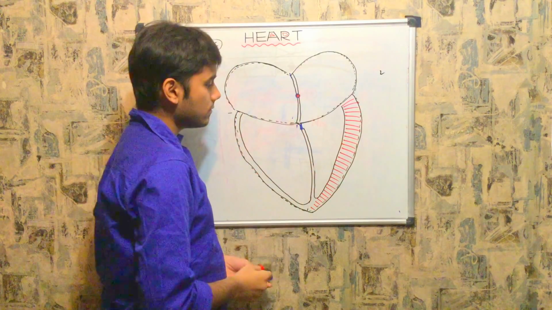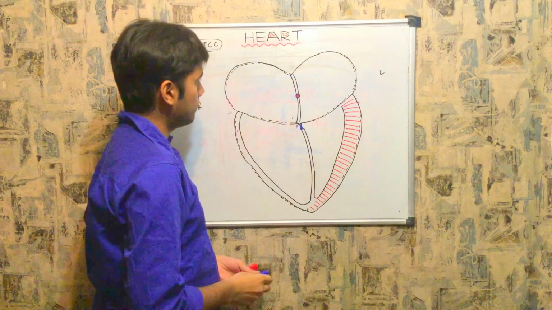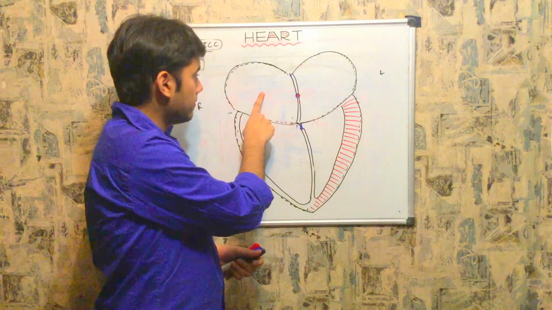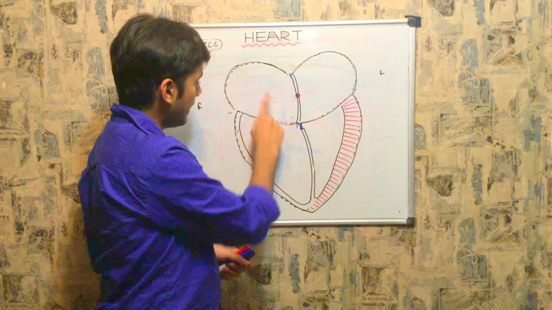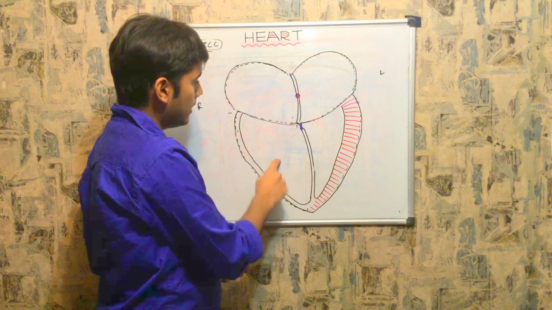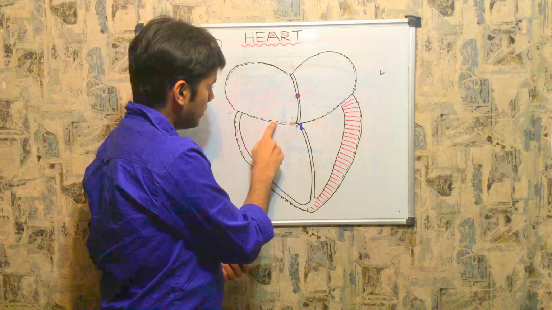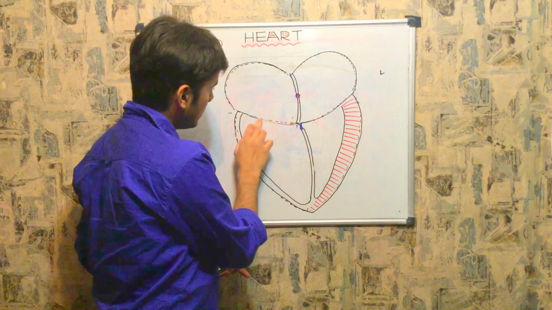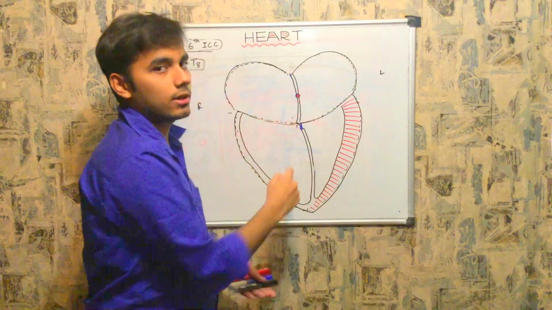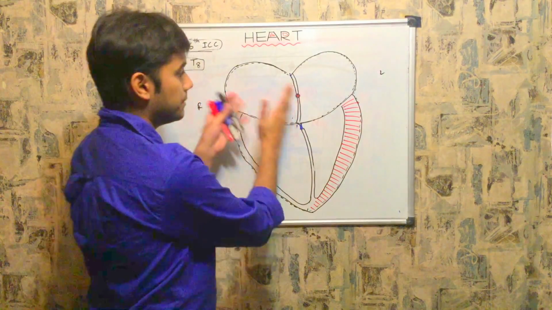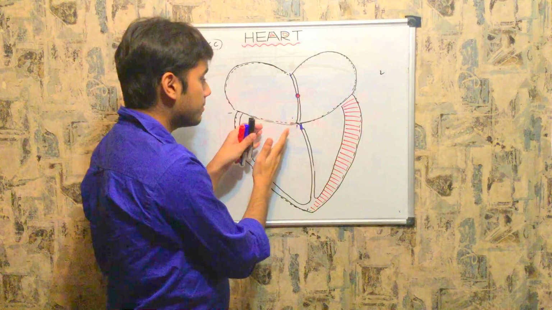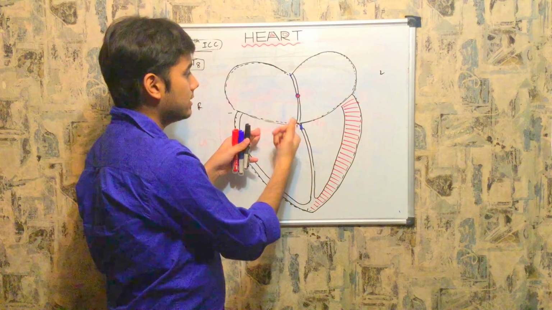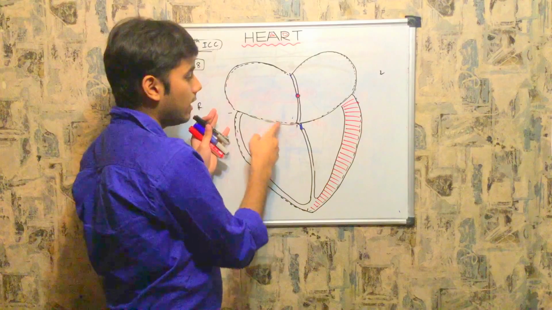And this is your interventricular septum. Now, connecting your right atrium and the right ventricle, there is a connection here in the atrioventricular septum. This connection is called the right atrioventricular aperture, because it is present on the right side, and the aperture is present between the right atrium and right ventricle. So you call it the right atrioventricular aperture.